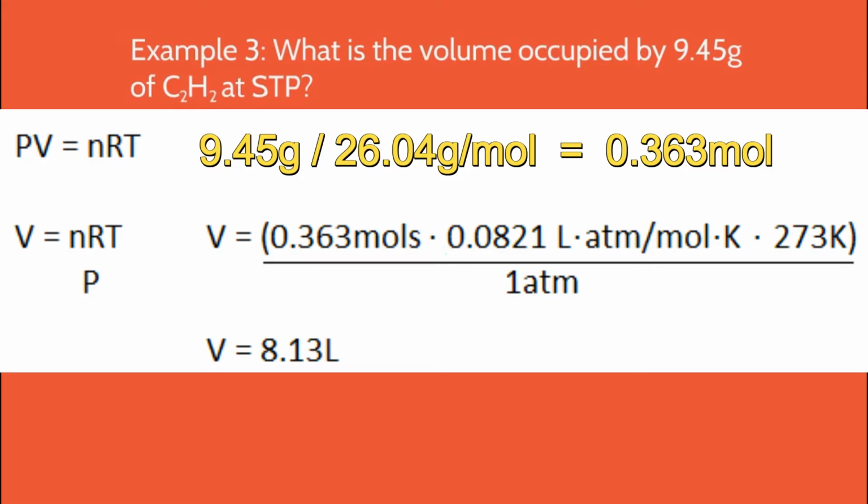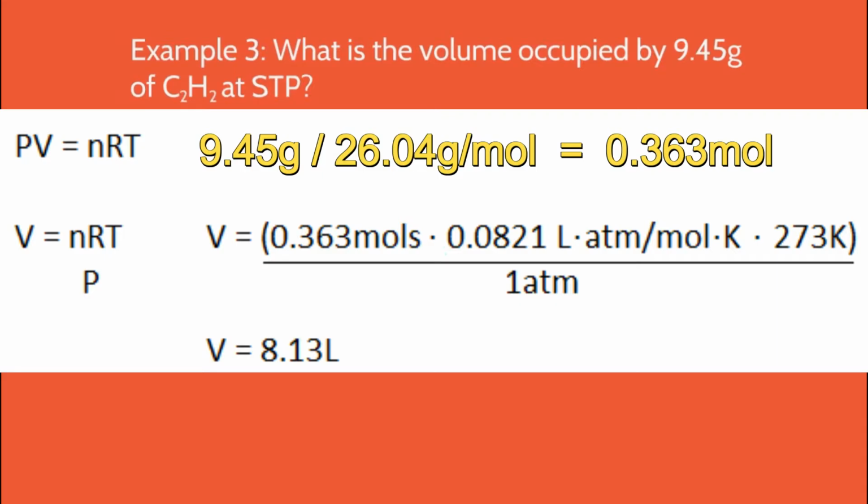0.36. Everybody's saying 0.36? Yeah. Okay, good. That's our N. So now all we got to do is plug everything in for the missing guy. This is actually a little bit easier when they do say STP. That means that's less conversions you really got to do. That's why I like it.